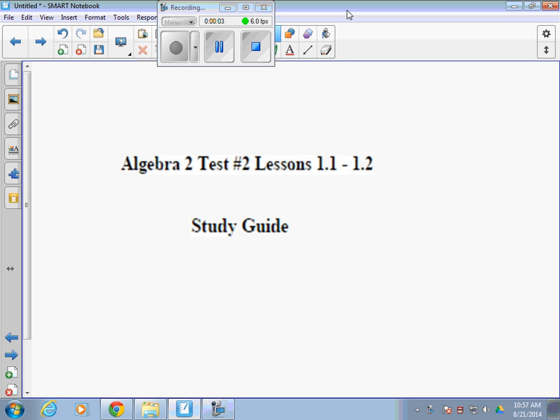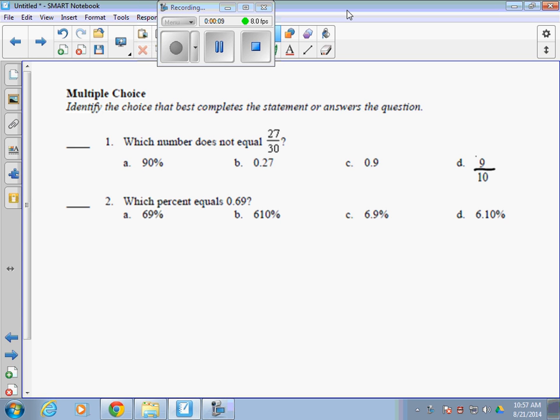Okay, this is Algebra 2, test number 2, study guide for lessons 1.1 and 1.2. Again, it looks a whole lot like test number 1 because we didn't cover a whole lot more material since number 1. Number 1 says, which number does not equal 27 over 30?